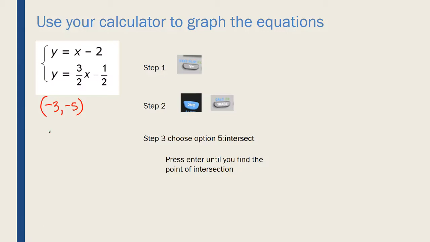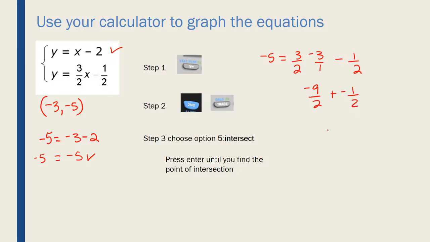All right, so we can just check to make sure that that's right. When y is -5 equals -3 minus 2. -3 minus 2 is -5 equals -5. So that is true. So that is truly a solution, that ordered pair -3, -5. Let's try the other one. y again is -5 equals 3 over 2 times our x, which we said was -3 over 1, minus 1/2. That's -9 over 2 plus -1 over 2 equals -10 over 2, which equals -5. And -5 does equal -5, so our calculator was right. The solution set for these two is -3, -5.